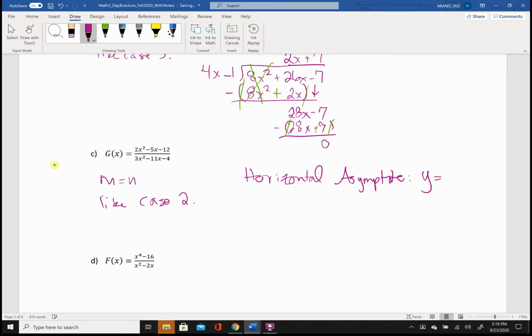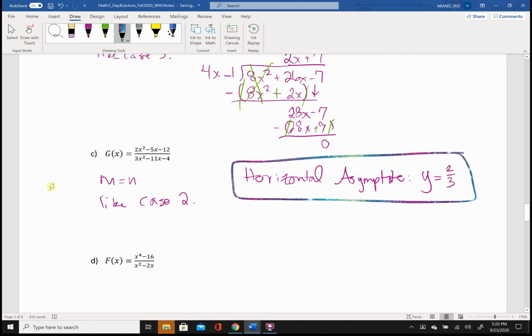y equals, well, what's the ratio of the leading coefficients? The leading coefficients are 2 and 3 of the numerator and denominator respectively, so that means y equals 2/3. It's going to be our horizontal asymptote. Okay, last one.